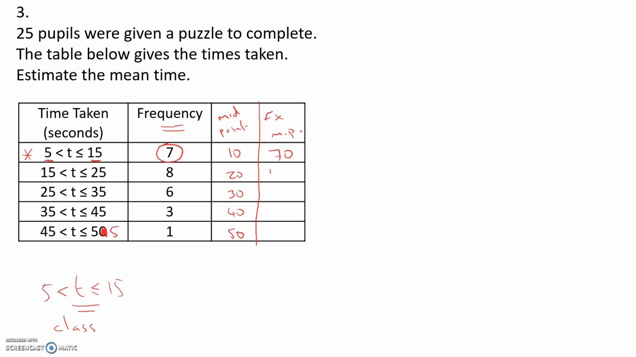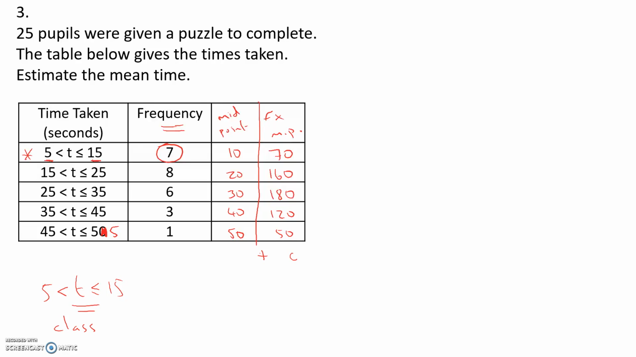What about those 8 times in the next range or the next class? Well, 8 times 20, that's going to give us 160. And same thing on the next one. We're going to get 180 from 6 times 30. The next one, we're going to get 3 times 40, that's 120. And the next one, we've got 1 times 50, which is just going to give us 50. Right, so what are the total times? Well, we said for those 7 at the start, the total time was 70. So what's the total time in all of those classes? Well, we've got to sum this last column. We're going to do 70 plus 160 plus 180 plus 120 plus 50.